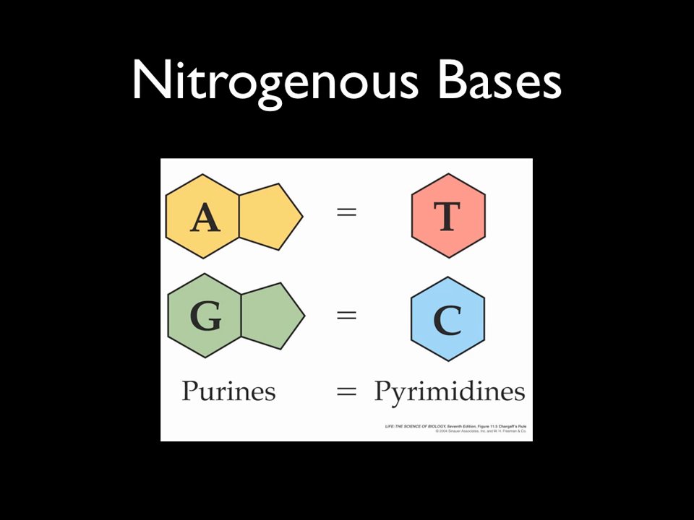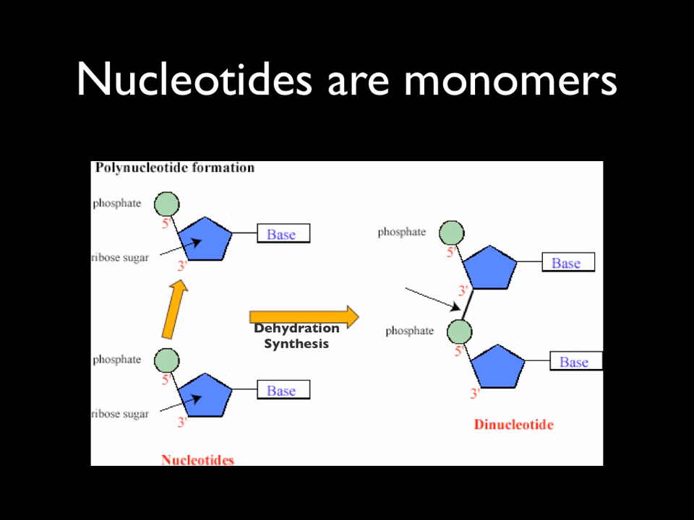The nitrogenous bases come in 4 kinds. There's adenine and guanine, which each have 2 rings of carbon, and we call them purines. Then there's thymine and cytosine, each of which has only 1 ring of carbon, and they're called pyrimidines.